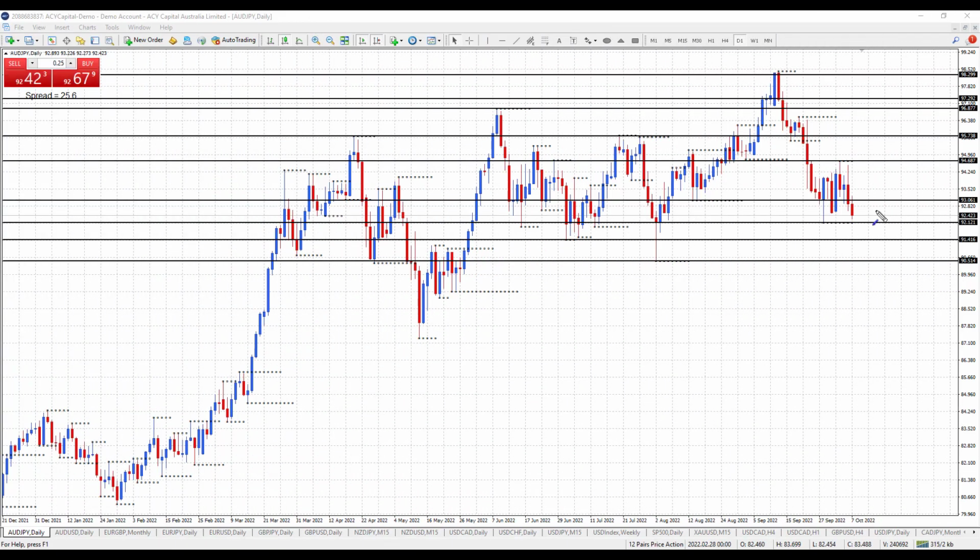Hi traders, hope you had a great trading week. I'm on the Aussie yen daily chart, got my monthly, weekly, daily support and resistance levels all drawn in. They're referenced in the description below. I'll just discuss the levels closest to price action.